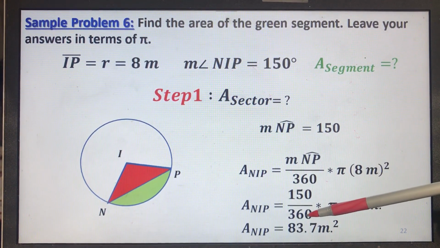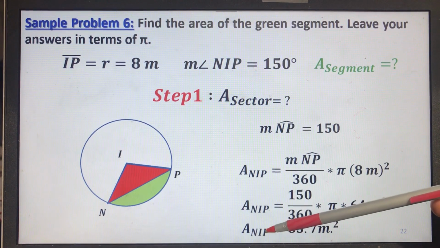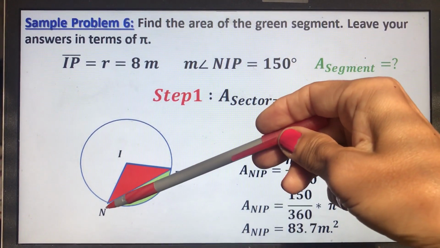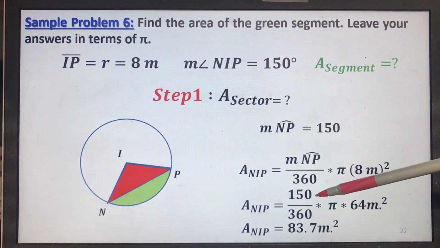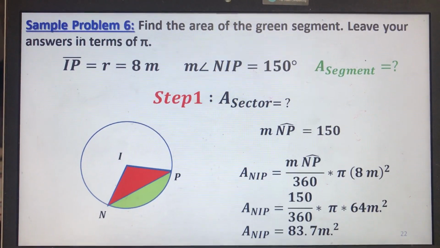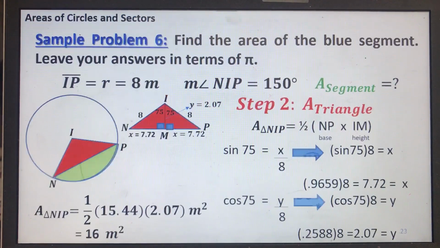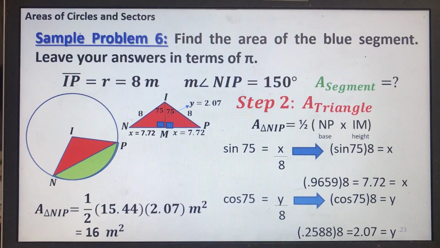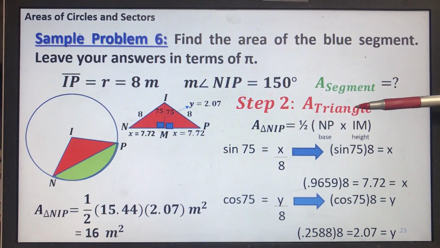After we perform our operation, the area of the sector, represented by NIP, is going to be equal to 83.7 square meters. Now we need to work on the area of the triangle.